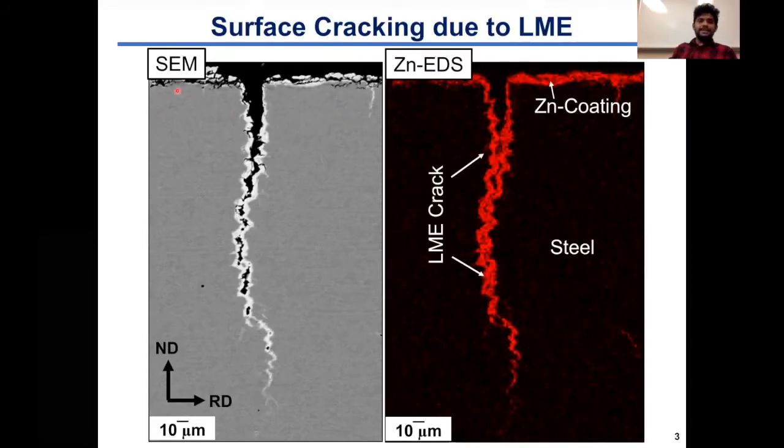So here is the SEM and corresponding zinc EDS map from the longitudinal cross-section of a zinc-coated steel that was deformed in tension at a temperature above the zinc melting temperature. So here is the zinc coating, that's the steel, and the zinc EDS map tells us that the zinc from the coating has penetrated into the steel, so that's an LME crack.